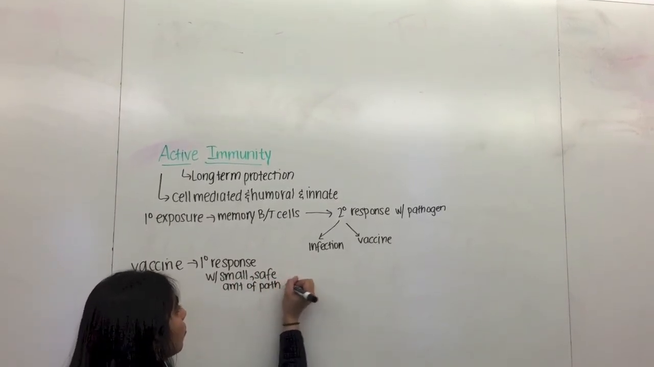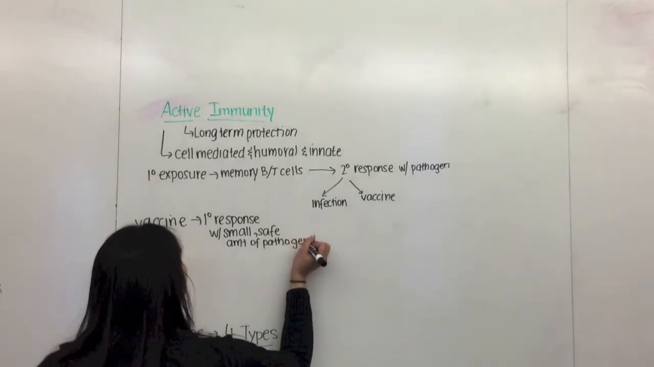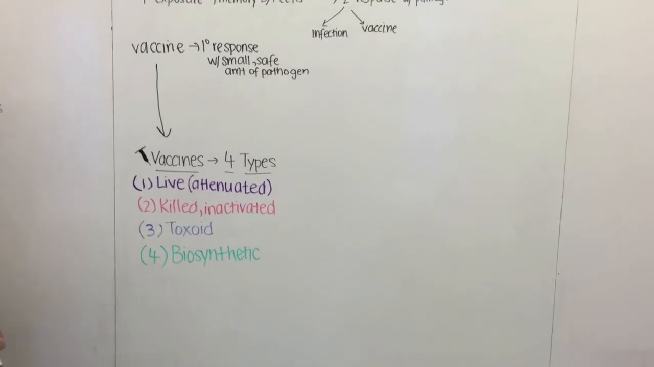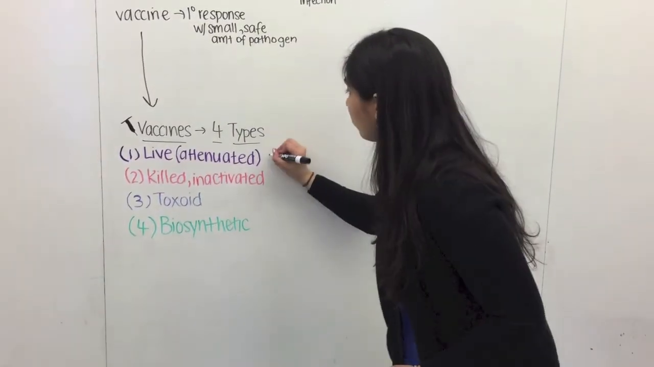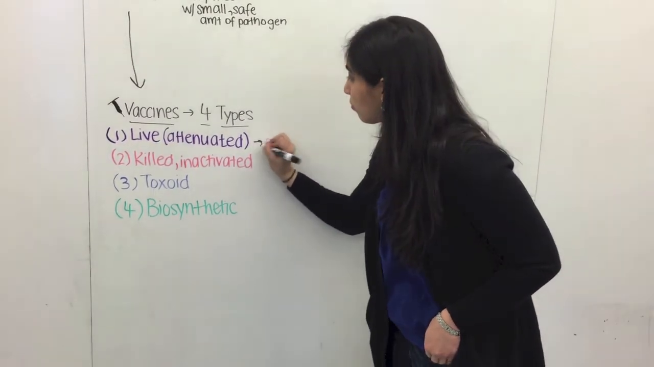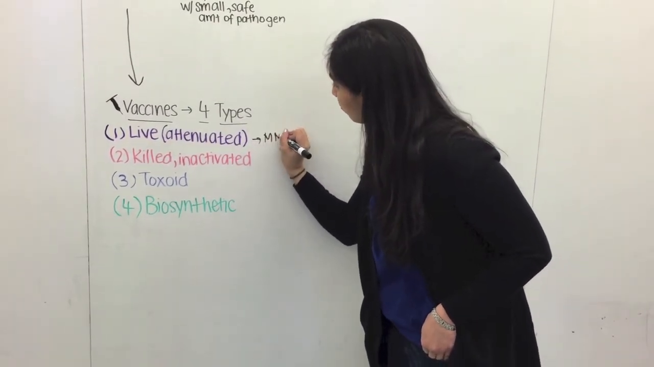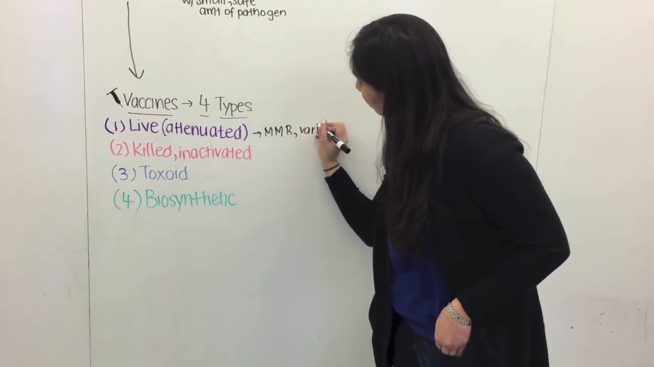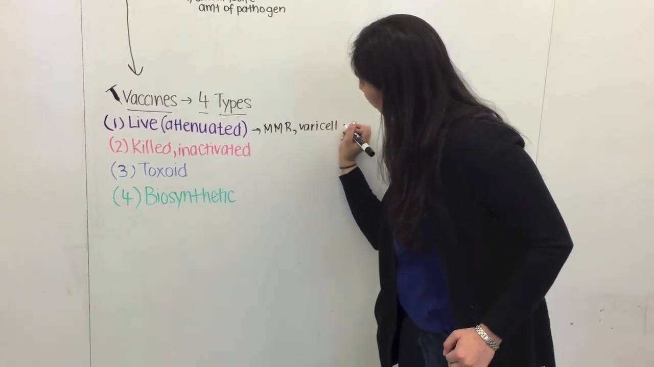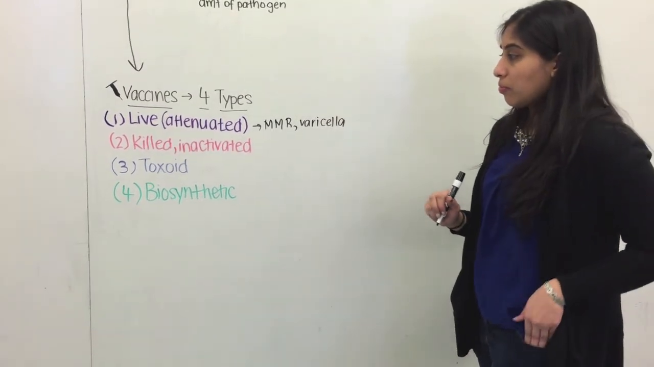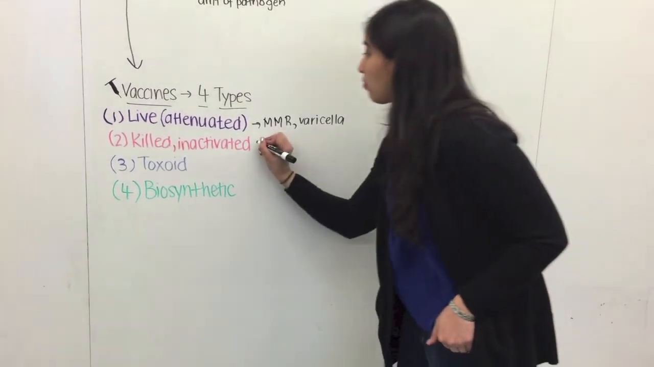There are 4 types of vaccines that are currently available. First, we have live virus vaccines, which use the weakened or attenuated form of the virus. An example of this is the MMR vaccine or the varicella or chickenpox vaccine. The second form is the killed or inactivated vaccine, which are made from a protein or other small piece taken from a virus or bacteria. The flu vaccine is an example of this.